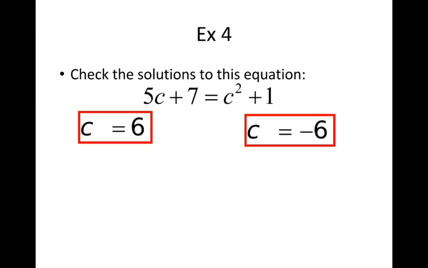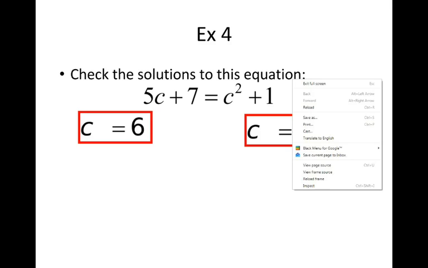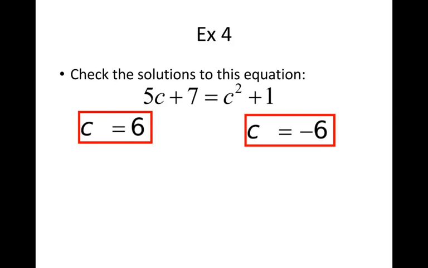All right, example 4. So in this example here, we're actually going to check 2 different answers. We're not going to put 6 in for one of the C's and negative 6 in for the other one, but we're going to check to see if 6 works, and we're going to check to see if negative 6 works. What I would recommend doing right off the bat is just draw a line down the middle, and we're going to check this twice.